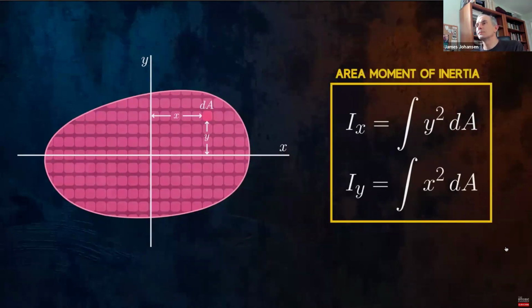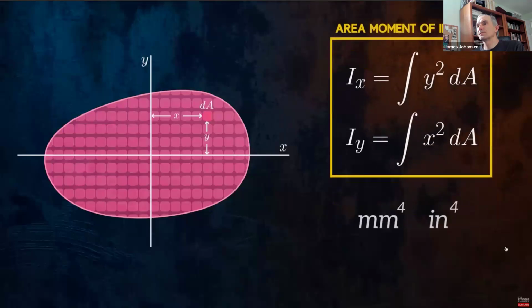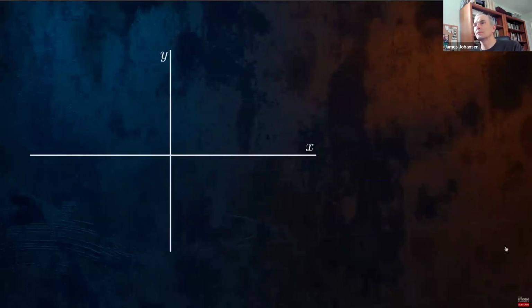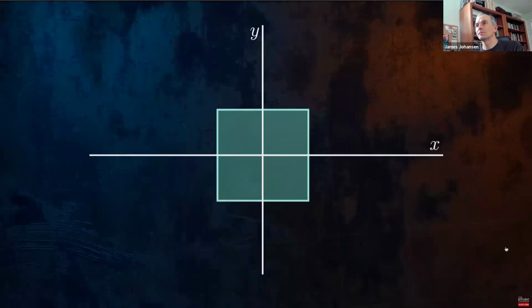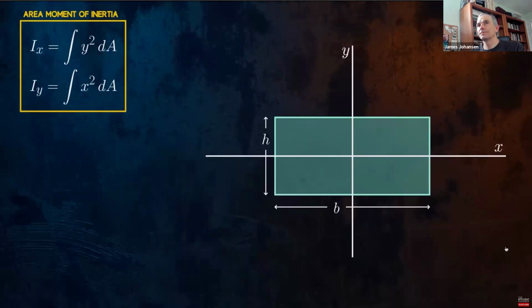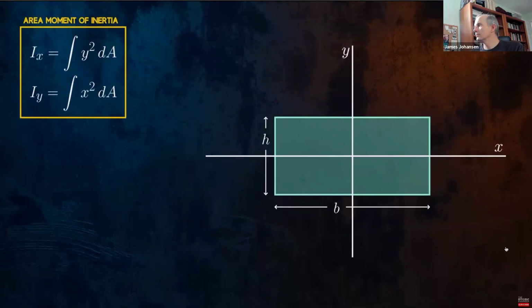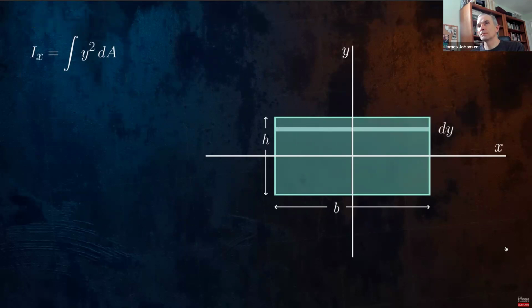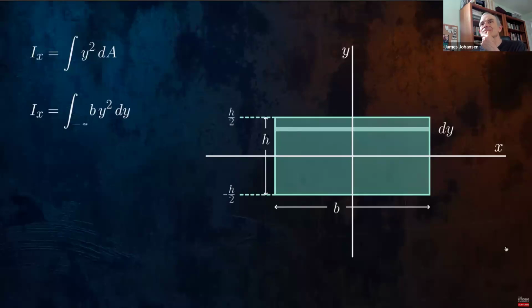The area moment of inertia has the unit of length to the fourth power, and because of the squared term, it is always a positive quantity. Let's work through an example where we calculate the Ix and Iy values for a rectangular cross-section using those equations. We can consider that the rectangle is made up of multiple thin strips, which each have a height equal to dy. Each strip has an area equal to b times dy, which gives us the following integral. The limits of the integral are from the bottom to the top of the rectangle, so from negative h over 2 to h over 2.